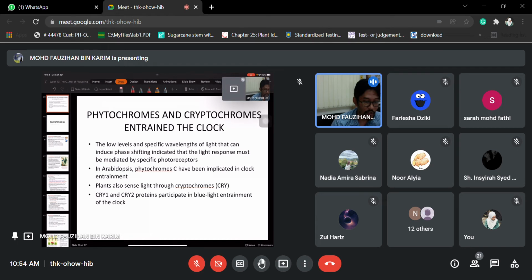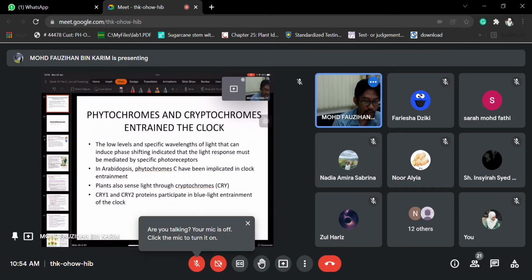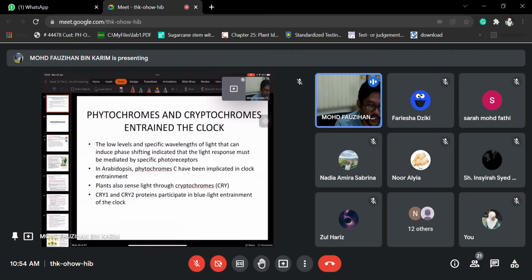So phytochromes and cryptochromes entrain the clocks. Okay, so how are circadian clocks triggered? One of it is specific wavelengths of light that can be induced. Phase shifting indicated that the light response must be mediated by specific photoreceptors.